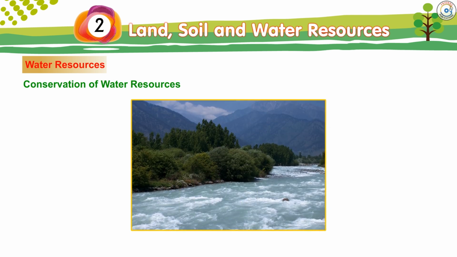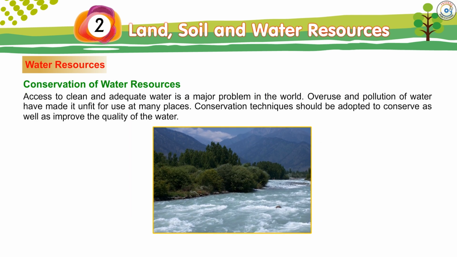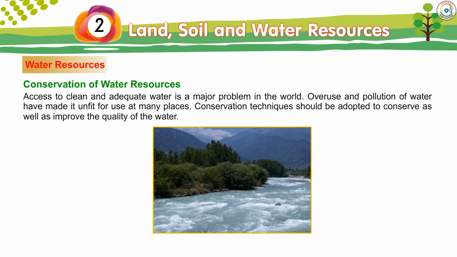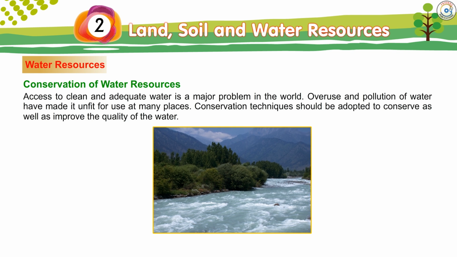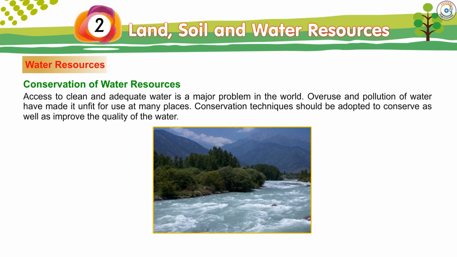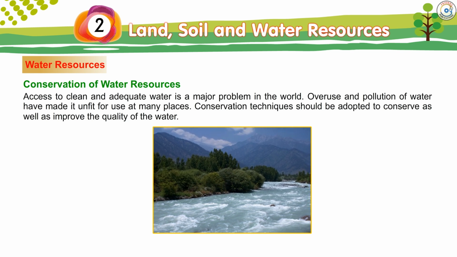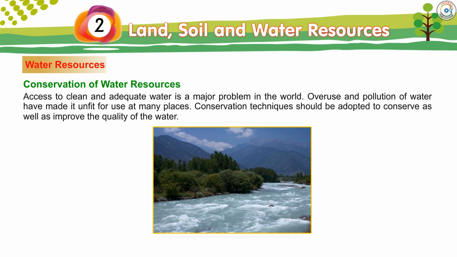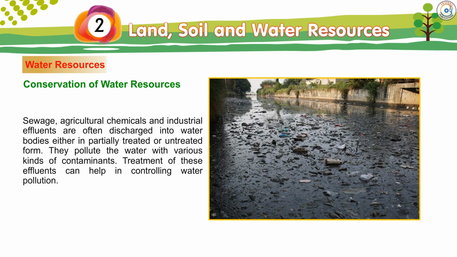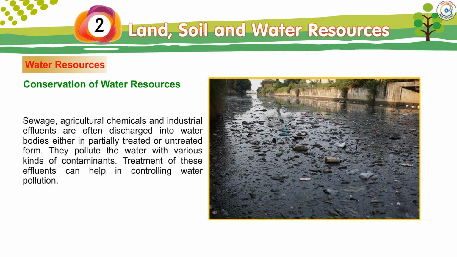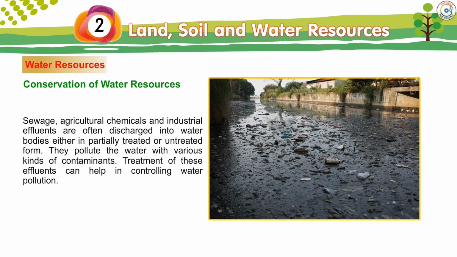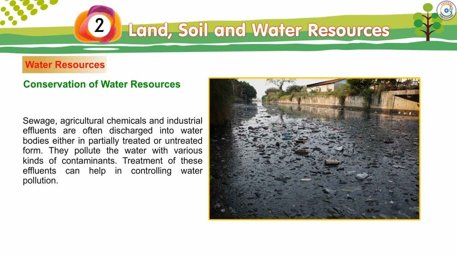Conservation of water resources. Access to clean and adequate water is a major problem in the world. Overuse and pollution of water have made it unfit for use at many places. Conservation techniques should be adopted to conserve as well as improve the quality of the water. Sewage, agricultural chemicals and industrial effluents are often discharged into water bodies either in partially treated or untreated form. They pollute the water with various kinds of contaminants.